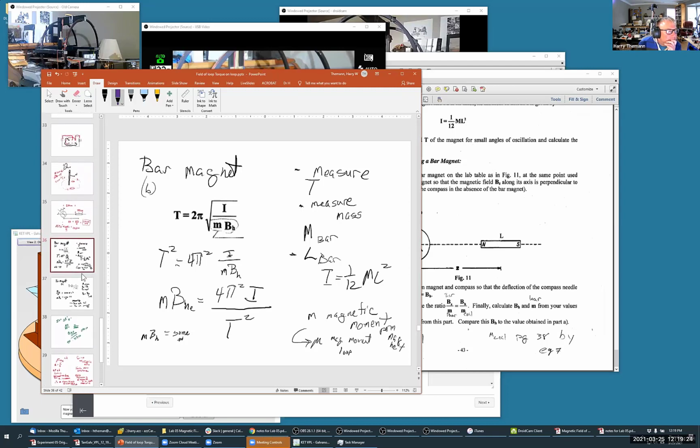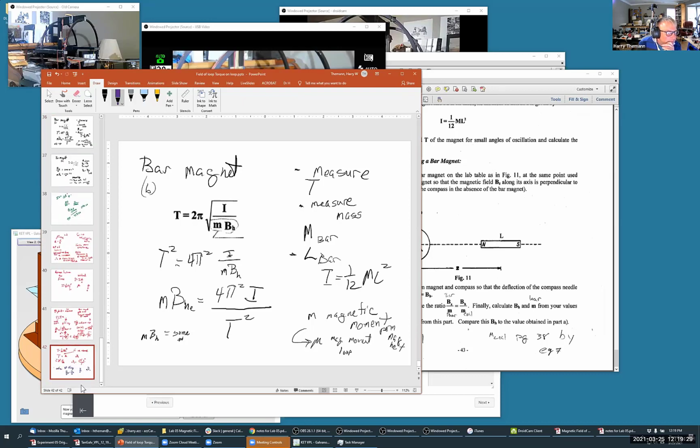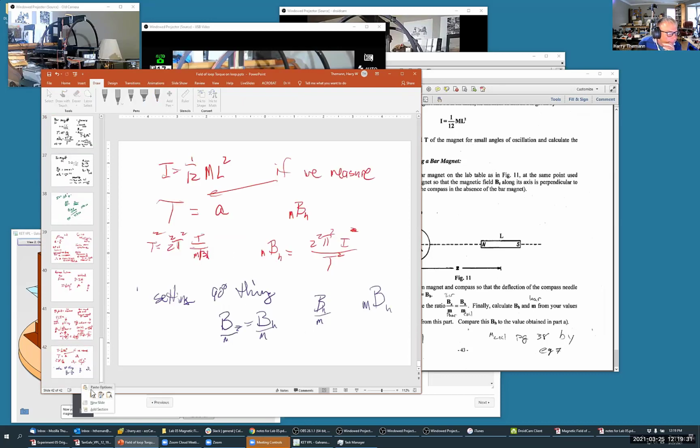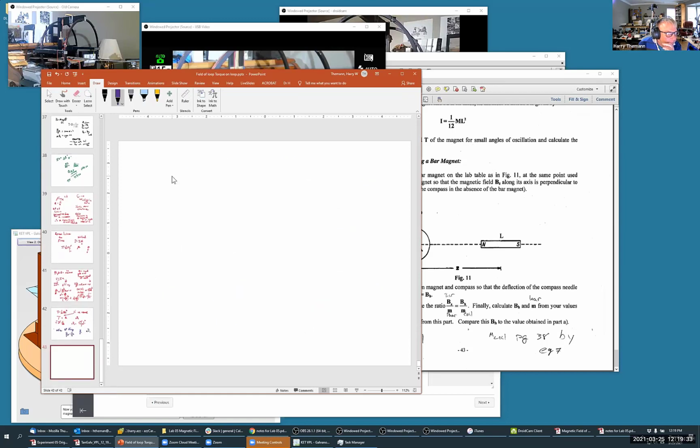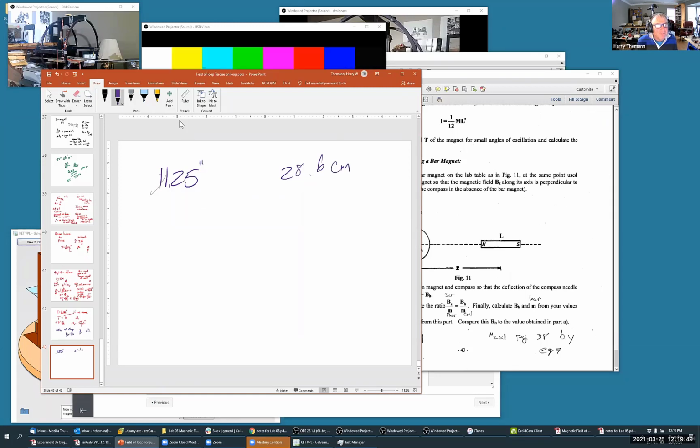Well, I don't remember where I wrote it down, so I'll just do it again. I have it here in my logbook, thankfully. So I have it as 11.25 inches. So you guys, I think I got 28 point something. And it might still be on my calculator. Yep, 28.6 centimeters. So let's take a look at that.